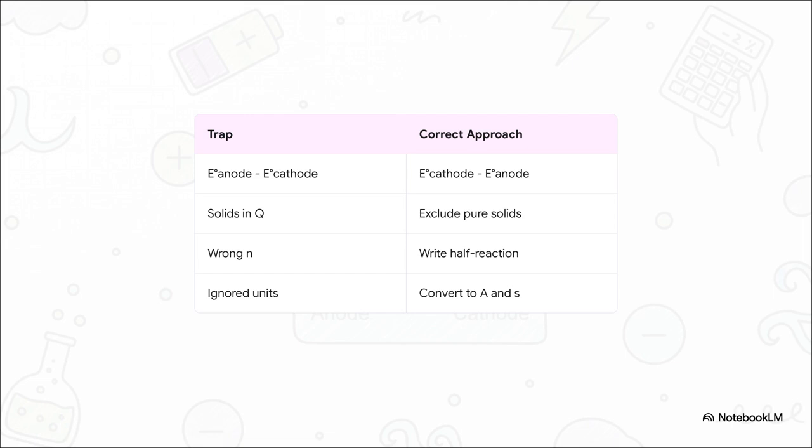And number 4, for goodness sake, check your unit conversions. If they give you current in milliamps, change it to amps. Time is in minutes, change it to seconds. Do this before you even touch the calculator.